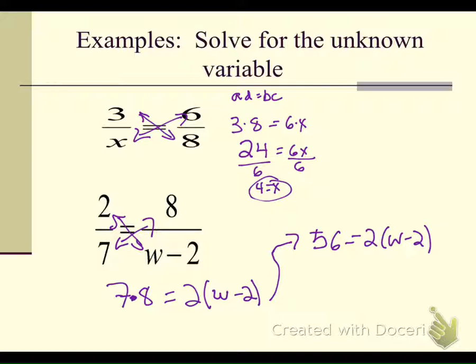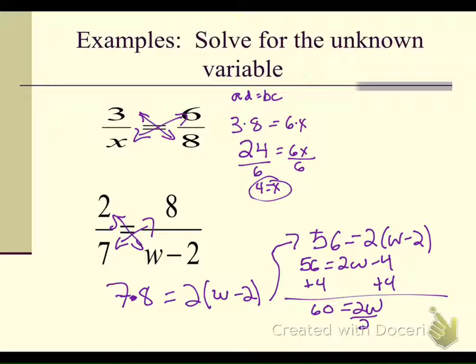There's two ways of solving this. So Nika wants the distributive property. That works for me. So we end up with 56 equals 2W minus 4. Combine my like terms. My like terms are my constants. So that means I've got to do what with this? Got to add to the other side. So we end up with exactly what she said. 60 equals 2W. Got to get our W by itself. So I got to divide. W equals 30.